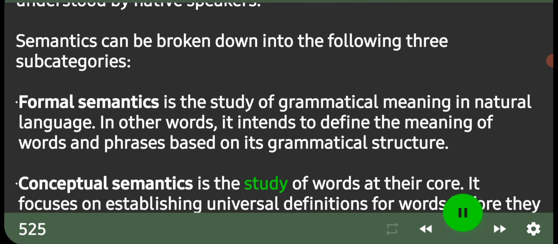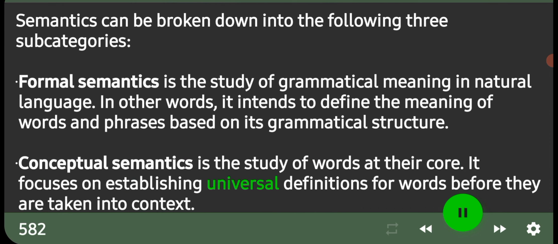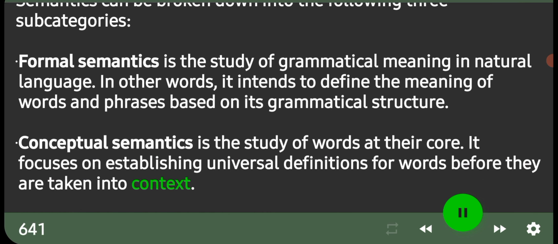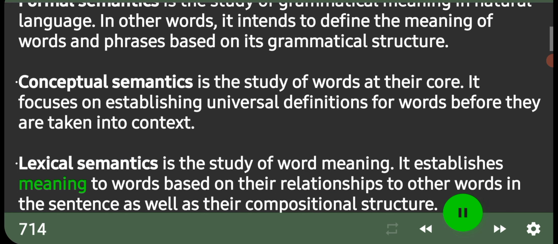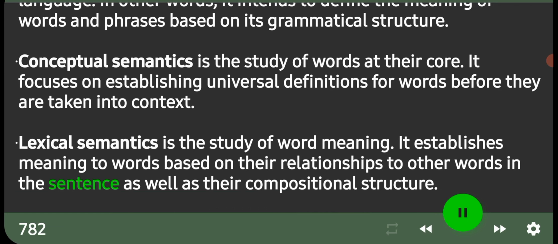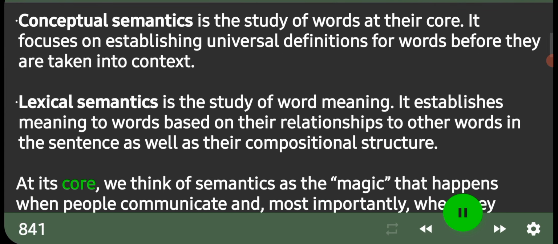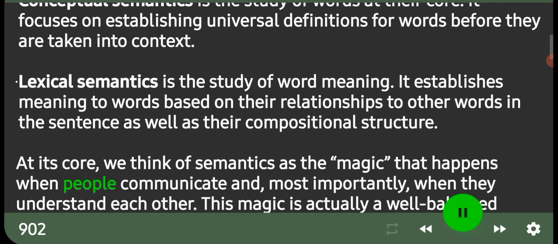Conceptual semantics is the study of words at their core. It focuses on establishing universal definitions for words before they are taken into context. Lexical semantics is the study of word meaning. It establishes meaning to words based on their relationships to other words in the sentence as well as their compositional structure.